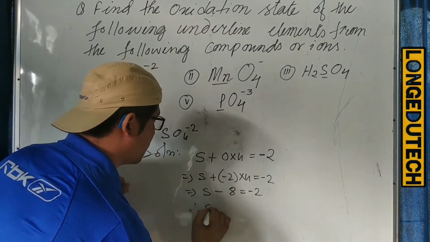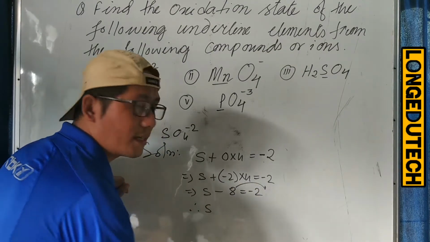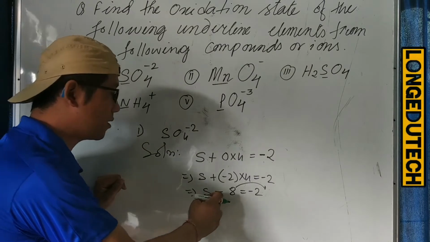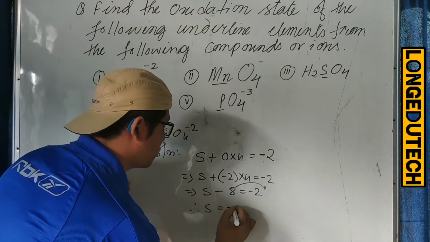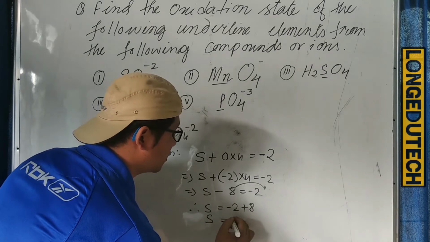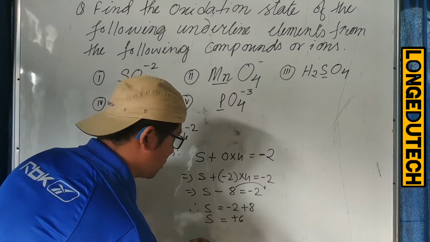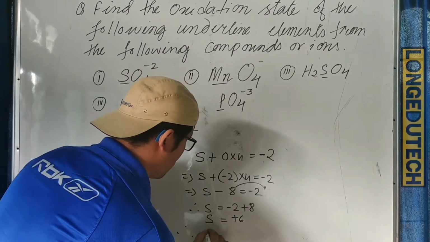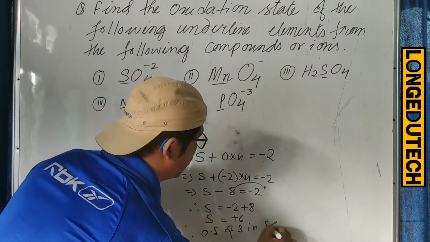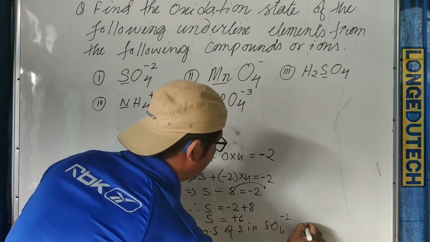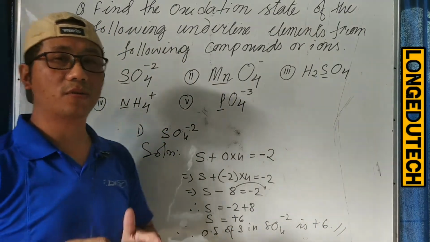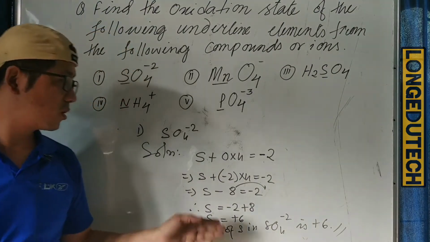Therefore, we transpose the sulfur to this side. When the transposition is done, its sign will change, and the minus will change to plus. That comes to minus 2 plus 8. How much does it come to? The sulfur oxidation state will be plus 6. Therefore, the oxidation state of sulfur in SO4 2-, the sulfate ion, is plus 6. Like this, we can find out the oxidation state of different elements. So this is for the first one.